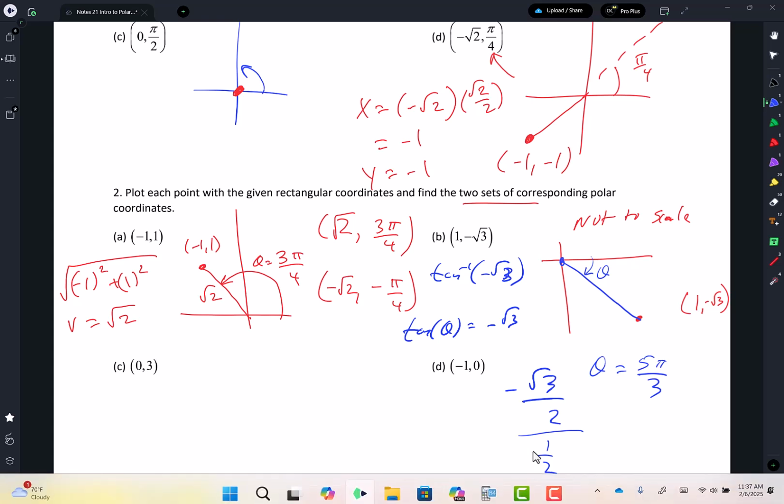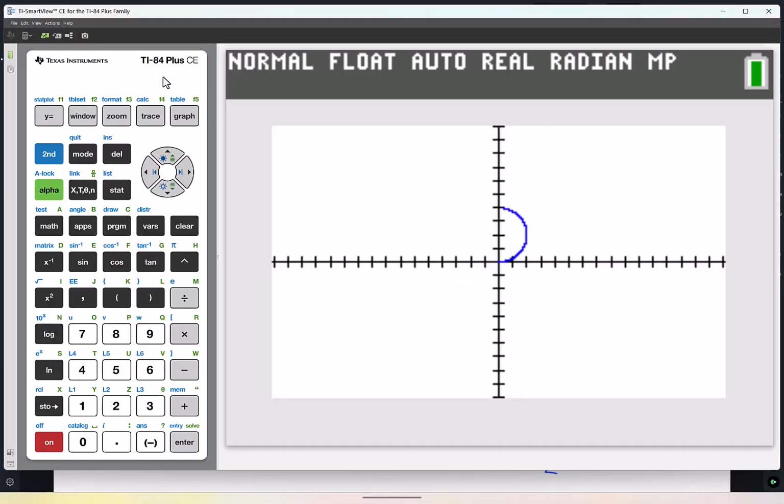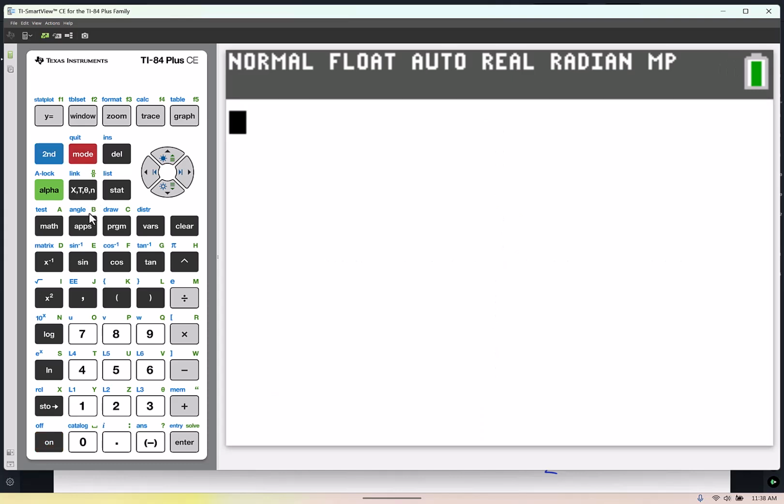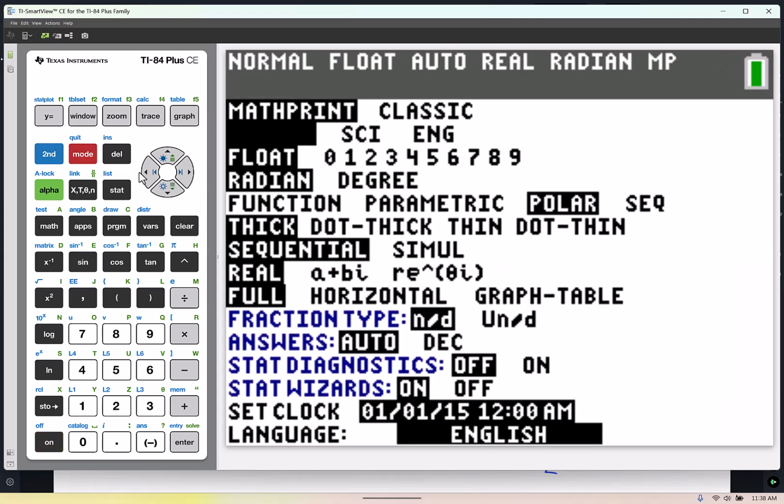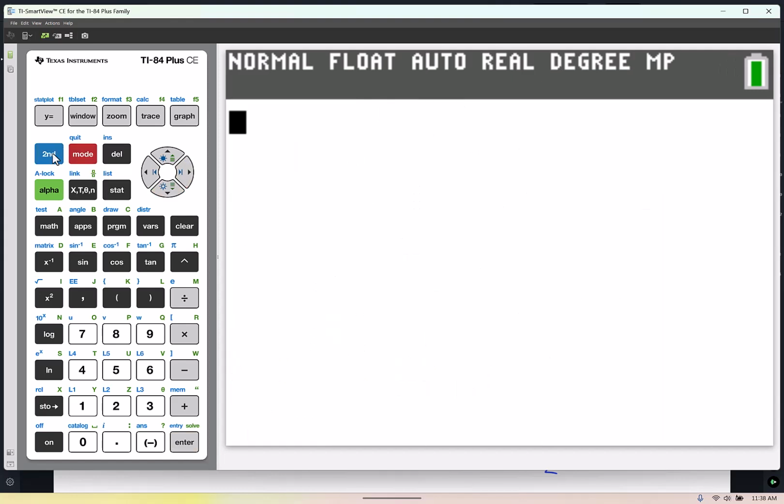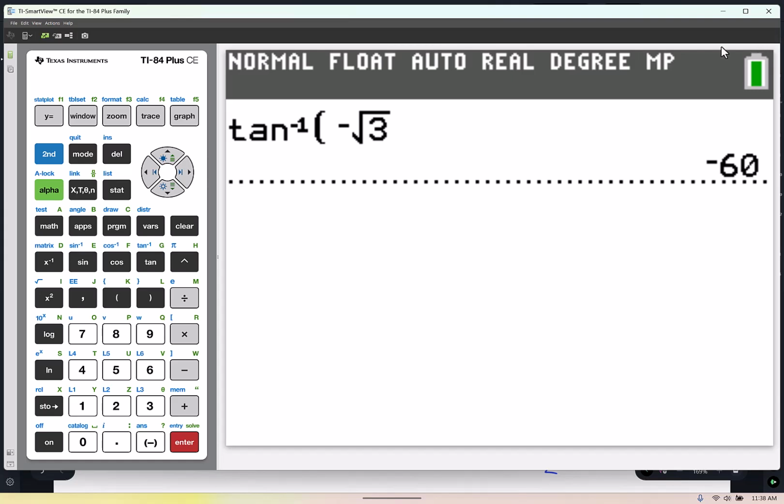So look what you could have done, guys. You could have done a hack. You could have done this. Let me put my calculator in degree mode, because this is something you guys can do. You can just go arctan of negative square root of 3. And then look, negative 60 degrees. So there it is, negative 60 degrees.